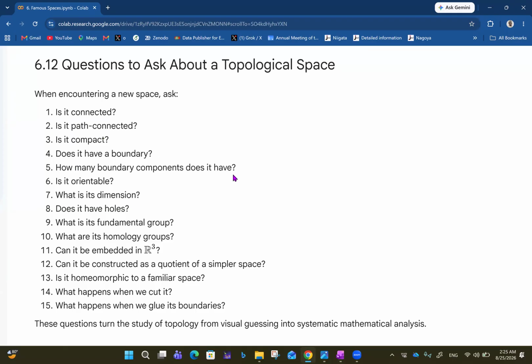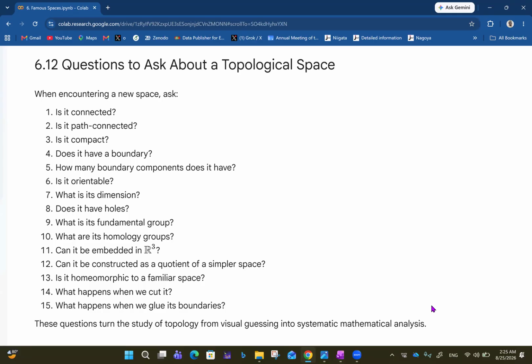How many boundary components does it have? Is it orientable? What is its dimension? Does it have holes? What is its fundamental group? What are its homology groups? Can it be embedded in R3? Can it be constructed as a quotient of a simpler space? Is it homeomorphic to a familiar space? What happens when we cut it? What happens when we glue its boundaries? These questions turn the study of topology from visual guessing into systematic mathematical analysis.